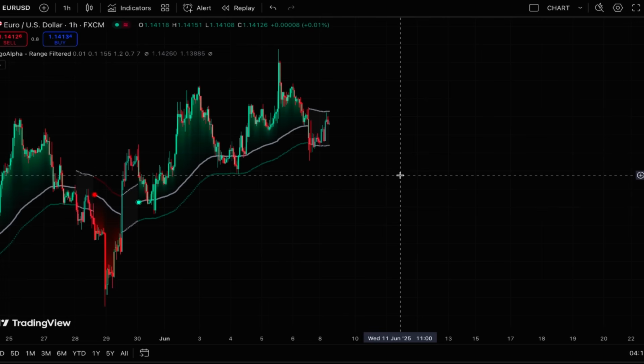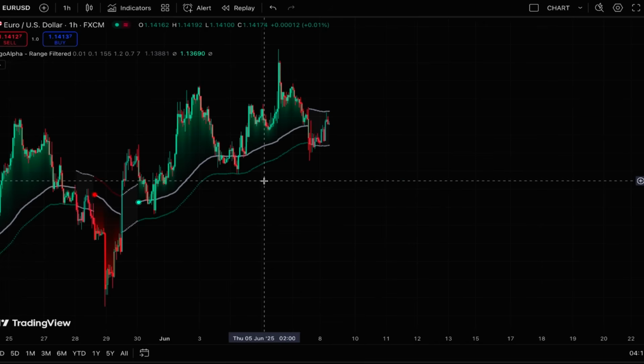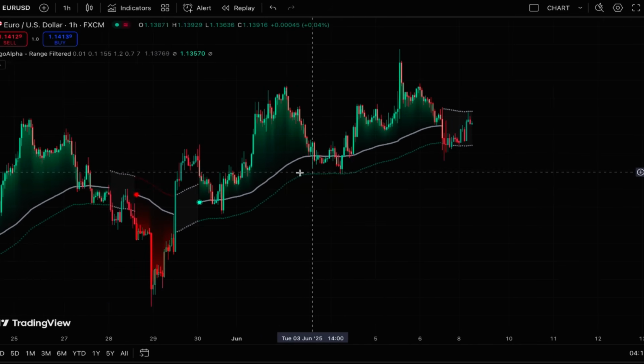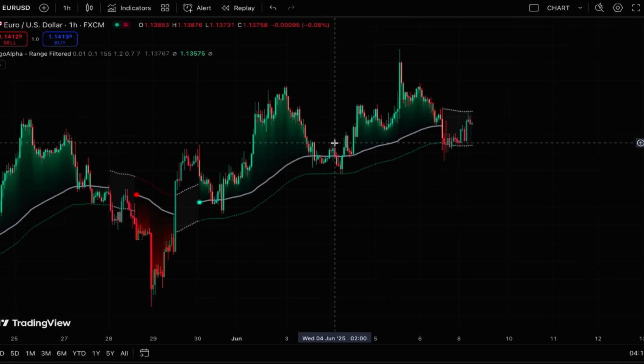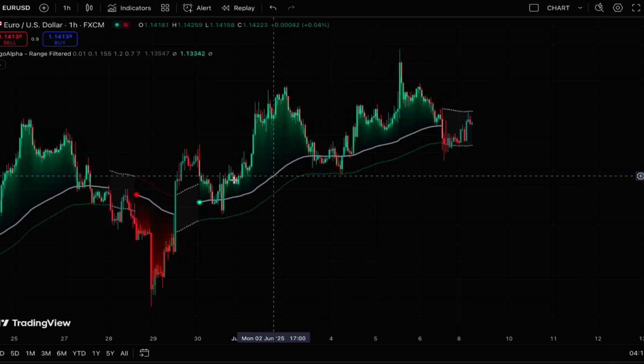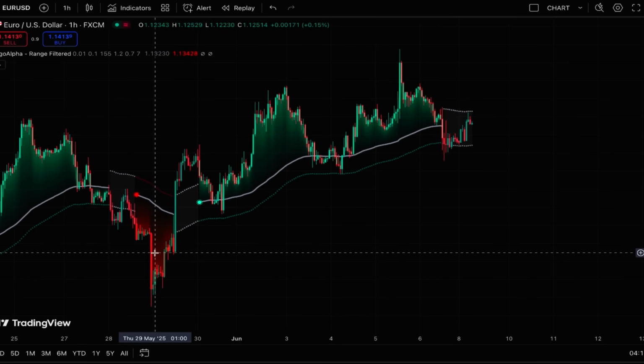The best strategy to find opportunities in the pullbacks is price action analysis. First of all, when the indicator is green, we must look for long position opportunities, and when the indicator is red, we must look for short position opportunities.